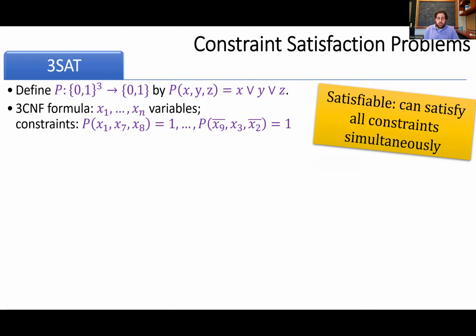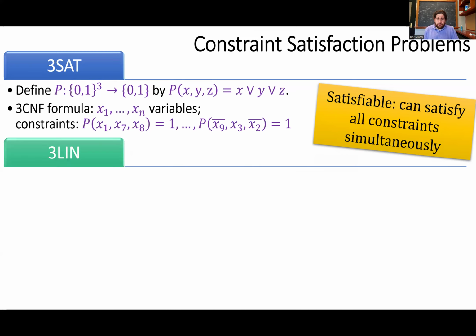And usually, when you talk about 3-SAT, you care about satisfiability. Namely, I give you this list of variables and constraints and ask you, is there a Boolean assignment to the variables that satisfies all of the constraints? Okay, so this is 3-SAT.